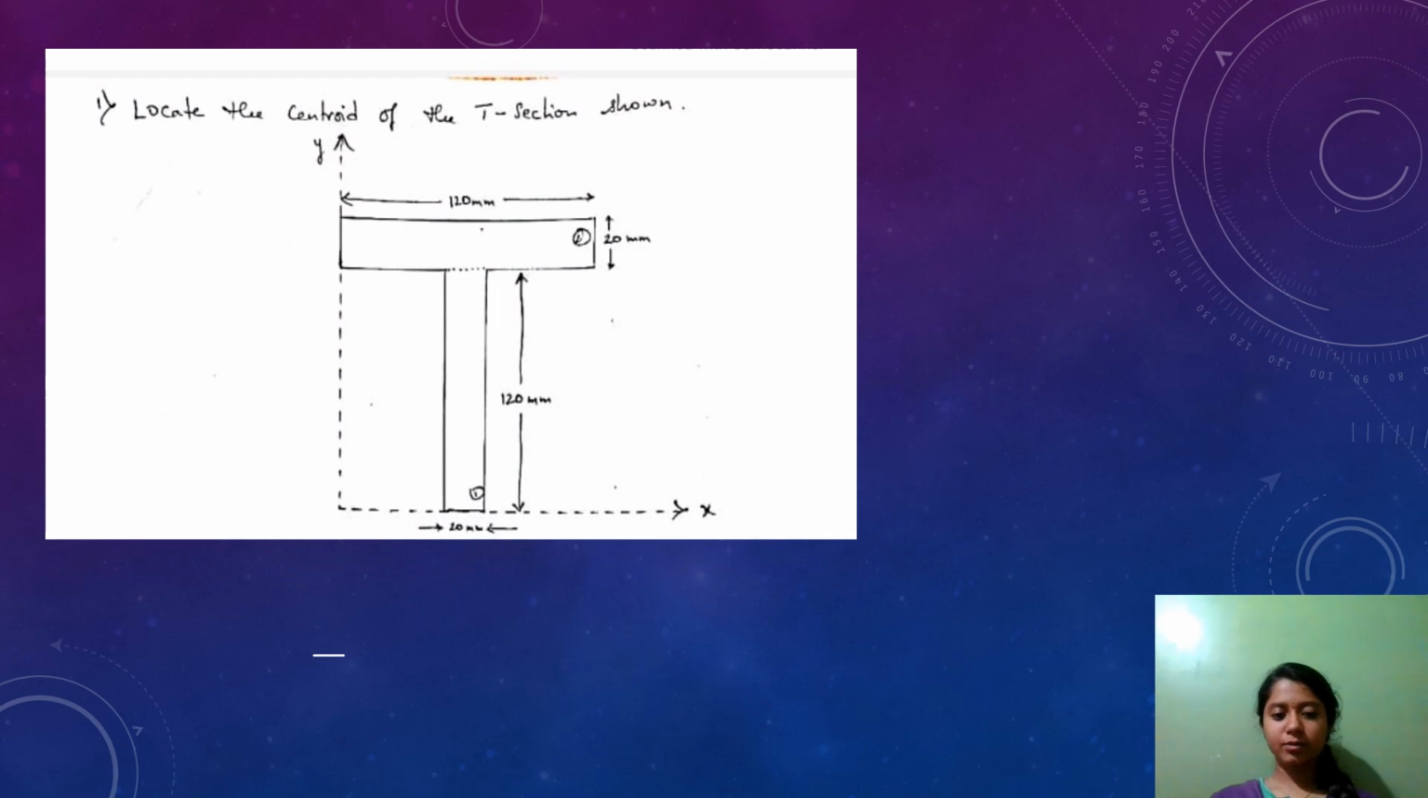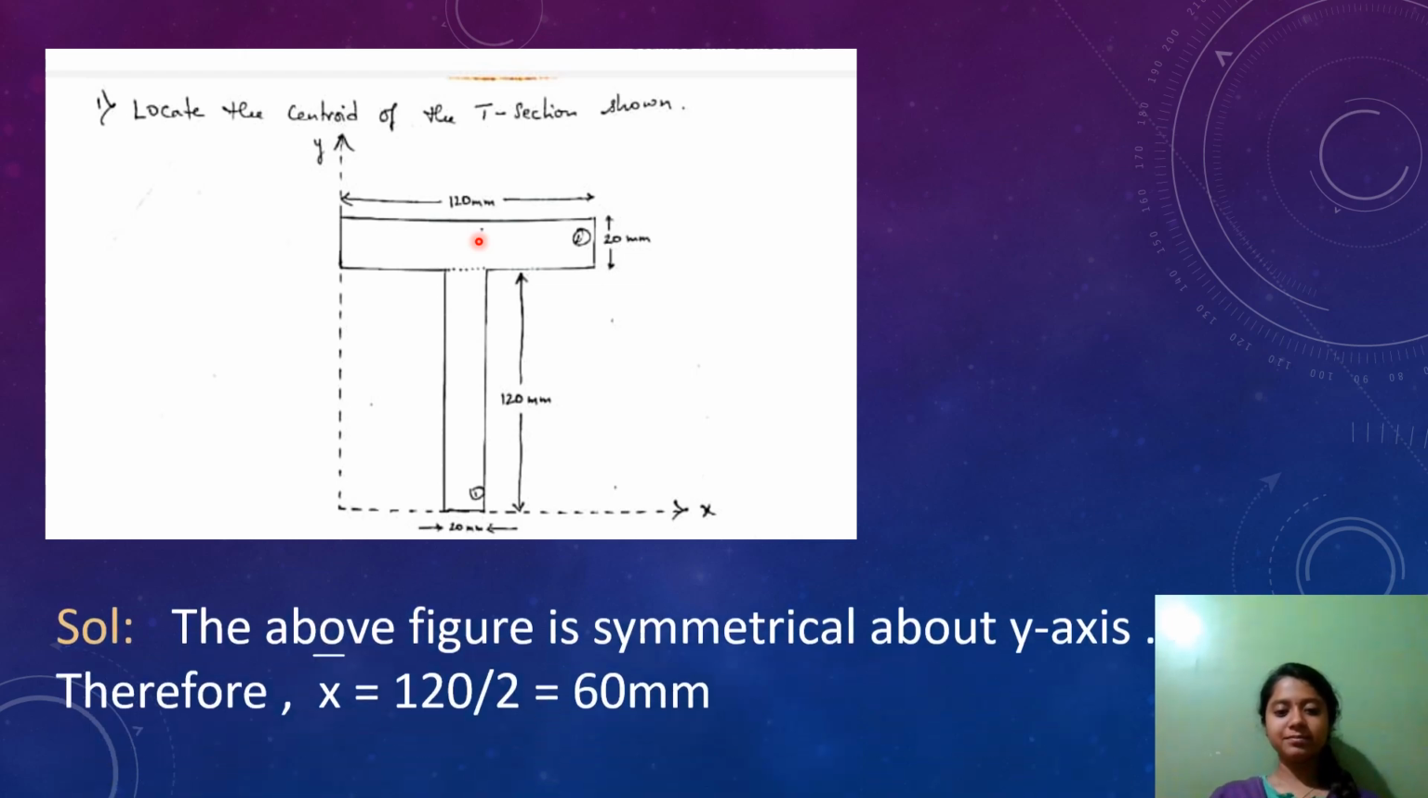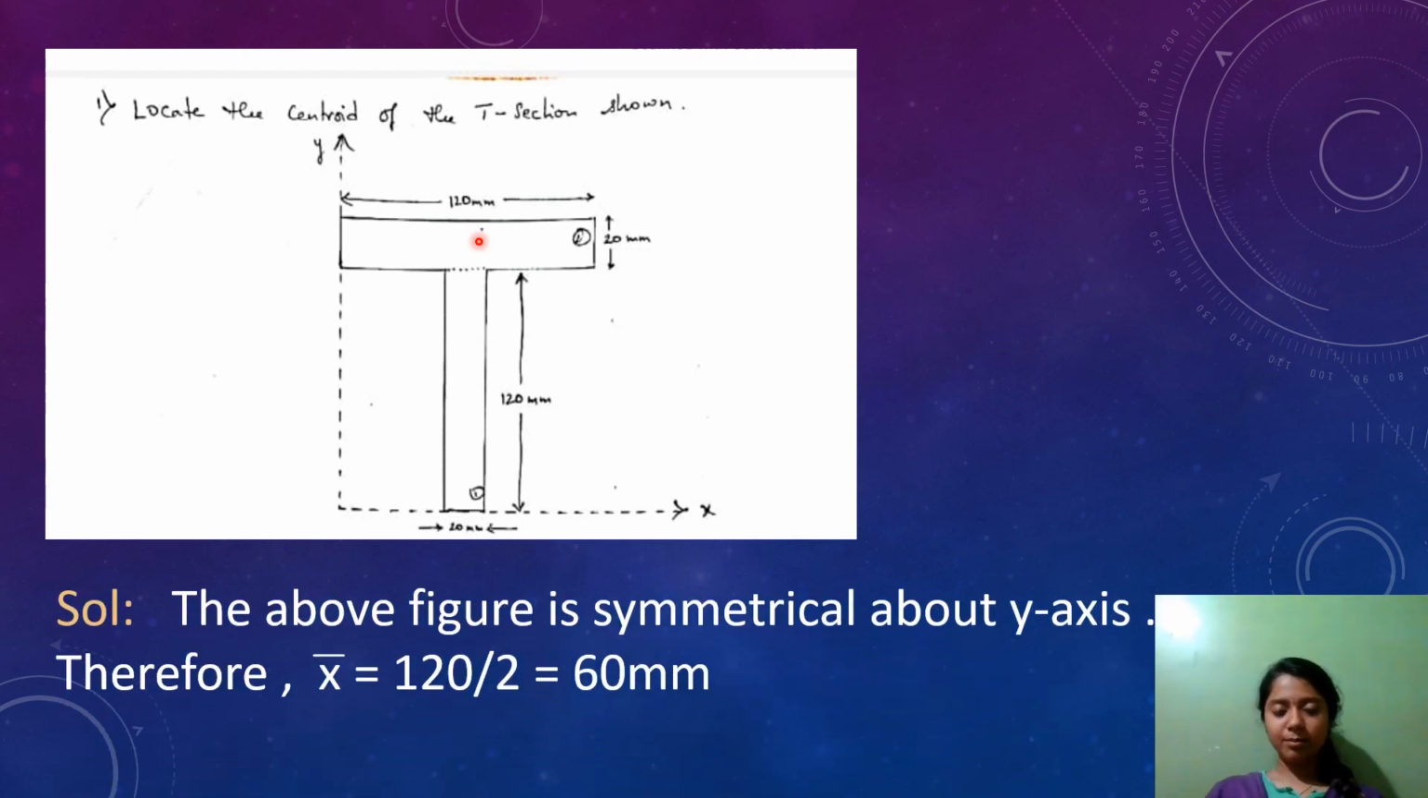So this is the given question. We have to locate the centroid of this T section. This T section is placed in between y-axis and x-axis for our reference, and they have also given the measurements of both width and depth of the figure, so it will be easy for us to calculate. Before we solve any problems related to centroid, we have to look at the figure whether the given figure is symmetrical or asymmetrical.